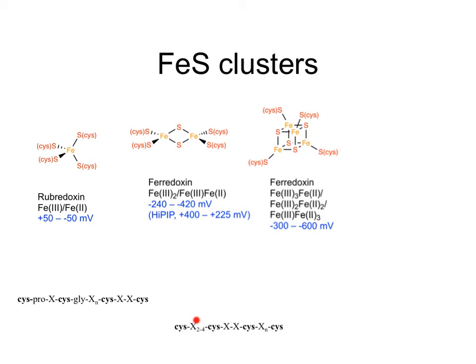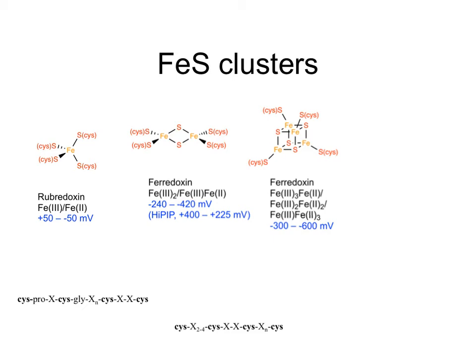So cysteine, some number of X amino acids, another cysteine, XX, cysteine, X, and cysteine. So these cysteines need to be in a conserved location so that they can get the iron bound in the appropriate place, and the variable amino acids can tune the redox center.